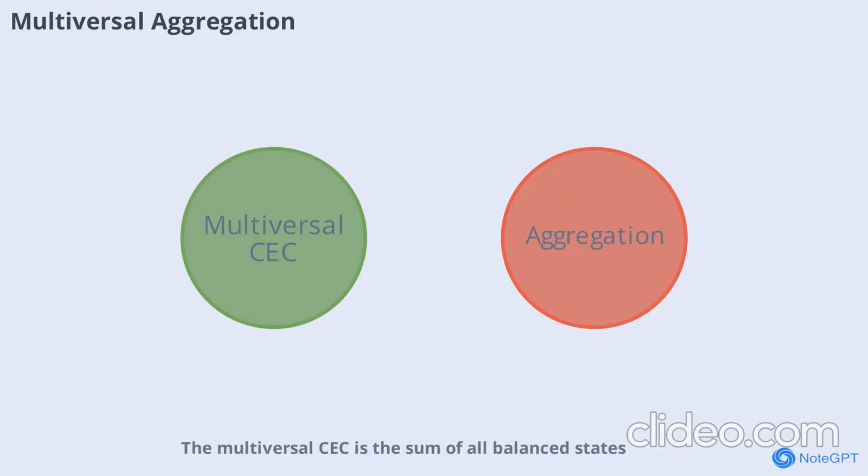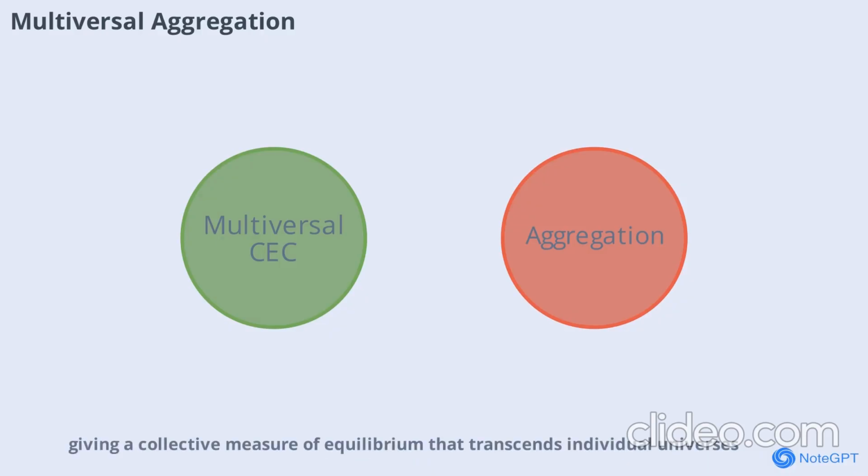The multiversal CEC is the sum of all balanced states across universes divided by the sum of all imbalanced states. This treats the multiverse as a statistical ensemble, giving a collective measure of equilibrium that transcends individual universes.